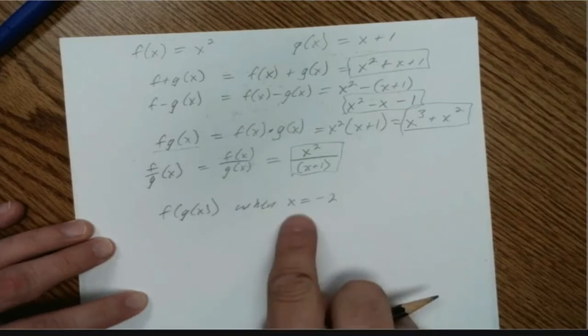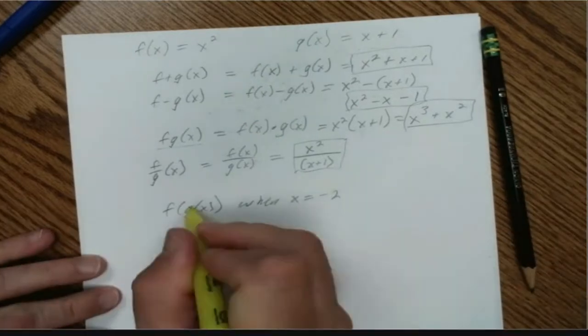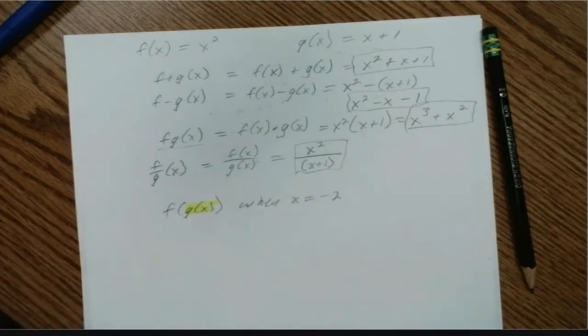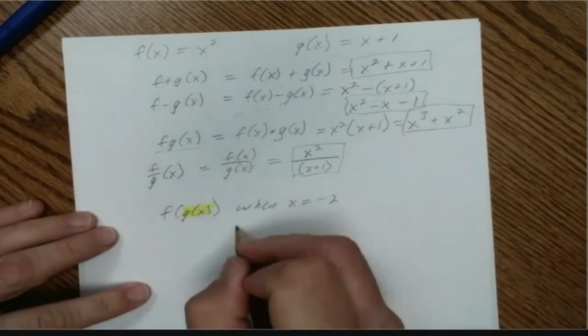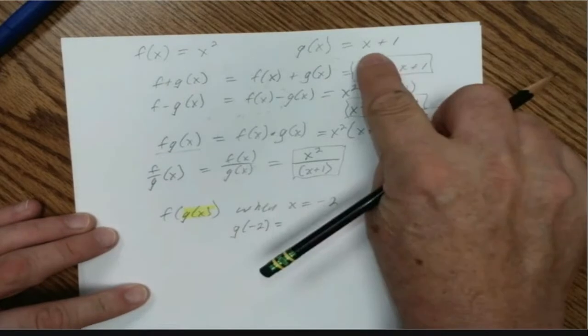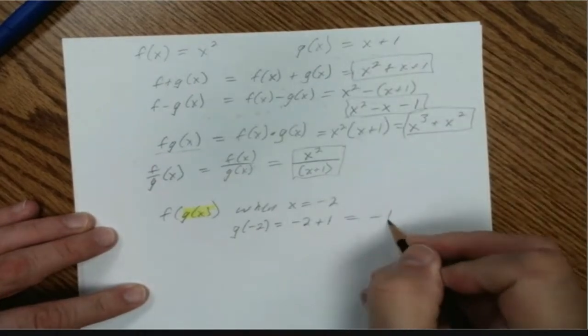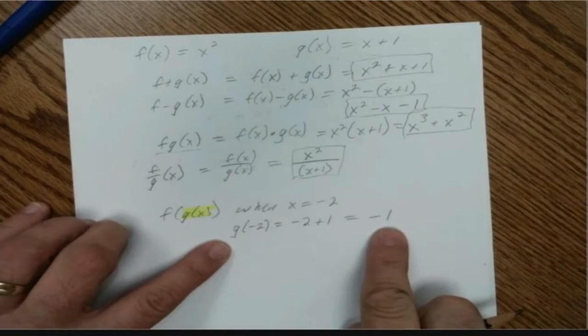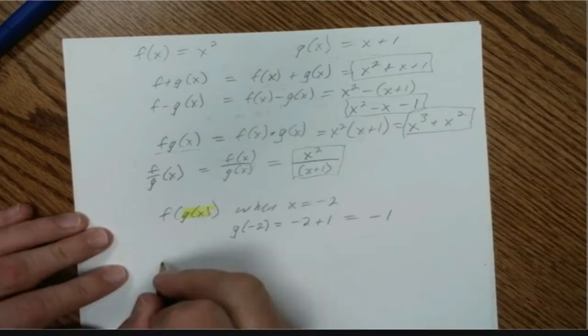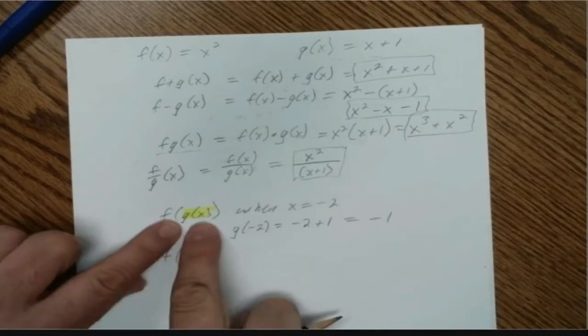So to do that, first we've got to take the inside of this, g of x. What is g when x equals -2? So g of -2 would be substitute -2 in for the x, -2 plus 1, which is -1. So g of -2 equals -1. So now we go back and we find what is f of -1, because that's what g of x is.